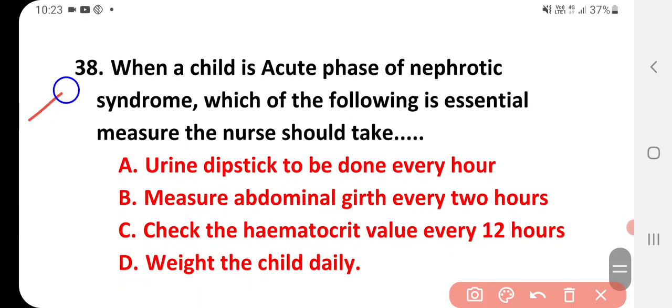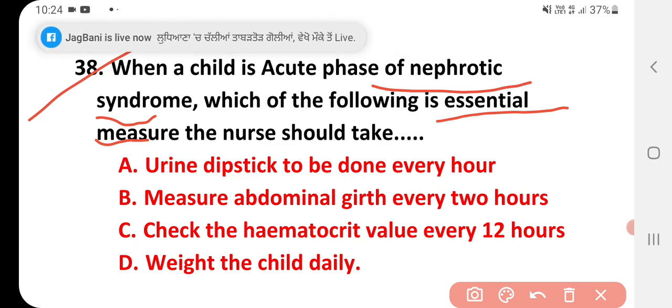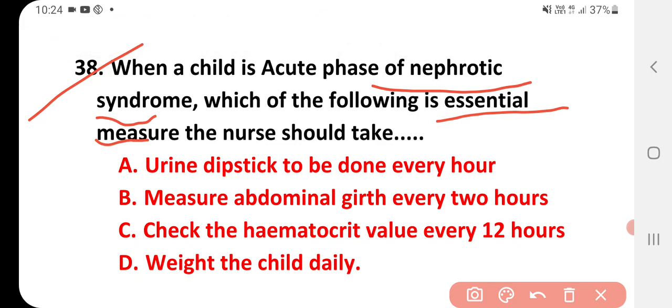Next, 38. When a child is in acute phase of nephrotic syndrome, which of the following is an essential measure the nurse should take? Urine dipstick to be done every 1 hour, measure abdominal girth every 2 hours, check the hematocrit value every 12 hours, weigh the child daily. So the measure is to weigh the child daily. Option D.